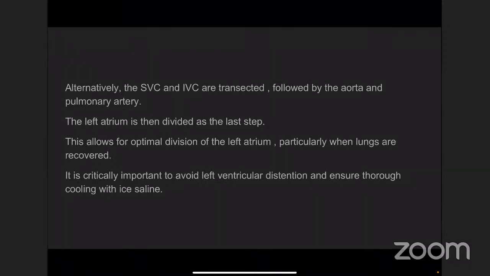The superior vena cava and inferior vena cava are transected, followed by the aorta and pulmonary artery, with the left atrium divided as the last step. This allows for optimum perfusion of the left atrium, particularly when the lung is recovered. It is critically important to avoid left ventricular distension and ensure thorough cooling with ice saline.